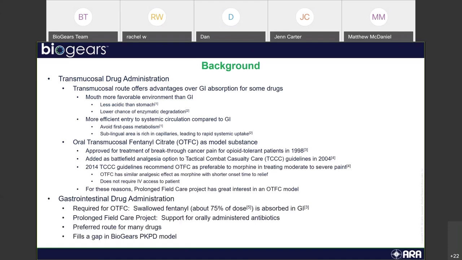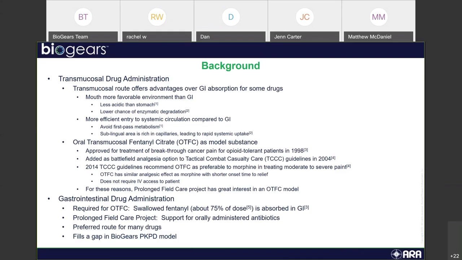So our motivation for looking at transmucosal drug administration is that it's a route that actually offers advantages over the GI for certain drugs, not all, but for some drugs, the mouth is a more favorable environment than the GI. It's less acidic, with not as much enzymatic degradation. You get a more efficient entry to the circulation because you avoid first-pass metabolism in the liver, and you also have a very rich capillary area beneath the oral mucosa.